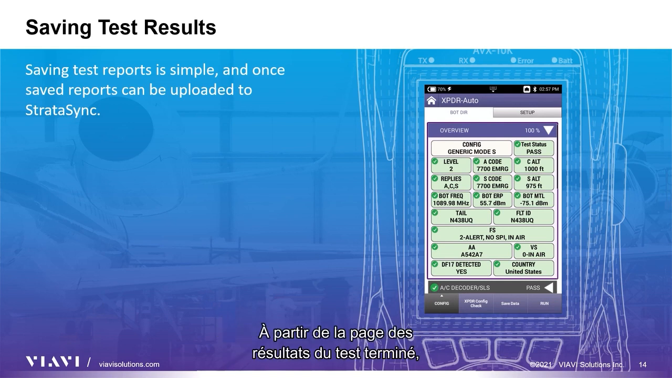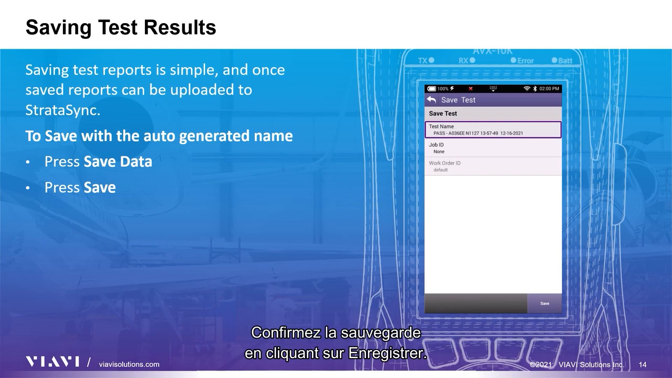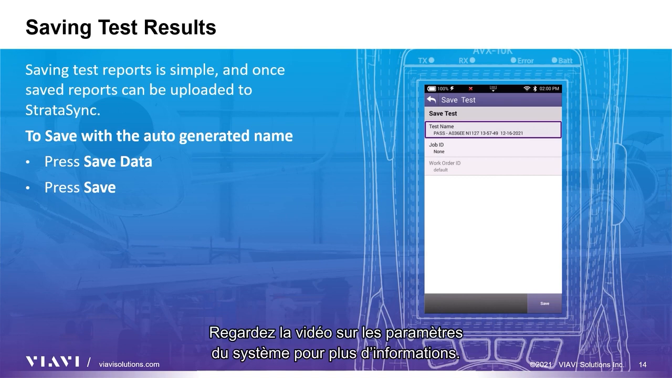From the completed test results page, click the Save Data button in the lower right-hand corner, and confirm the save process by pressing the Save button. Depending on your system setting preferences, the results will be stored locally, to a USB drive, or to both. See our video on system settings for more information.